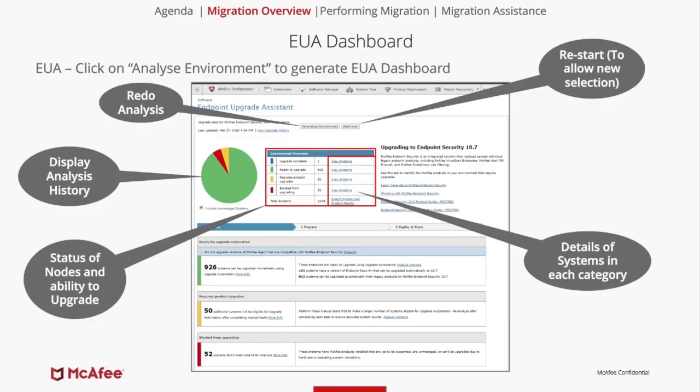You can also see your analysis history if you click on the pie chart. And you can reanalyze the environment once you've performed some upgrades, and if you made a mistake in selecting the group, you can even start over.